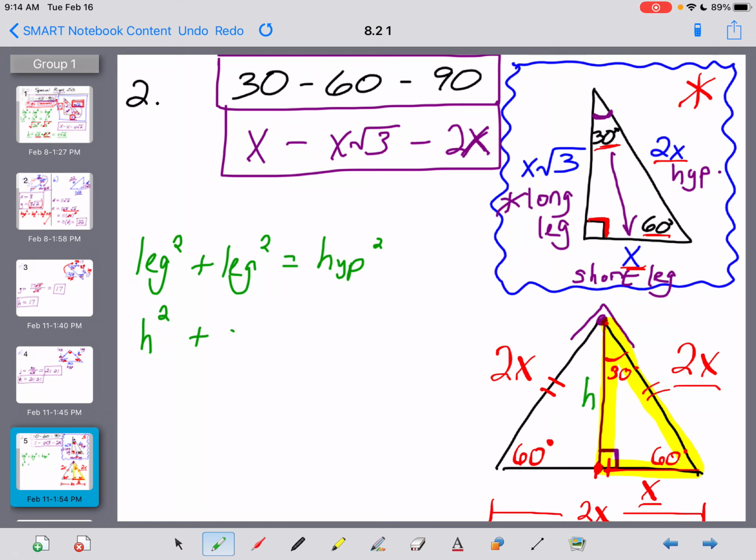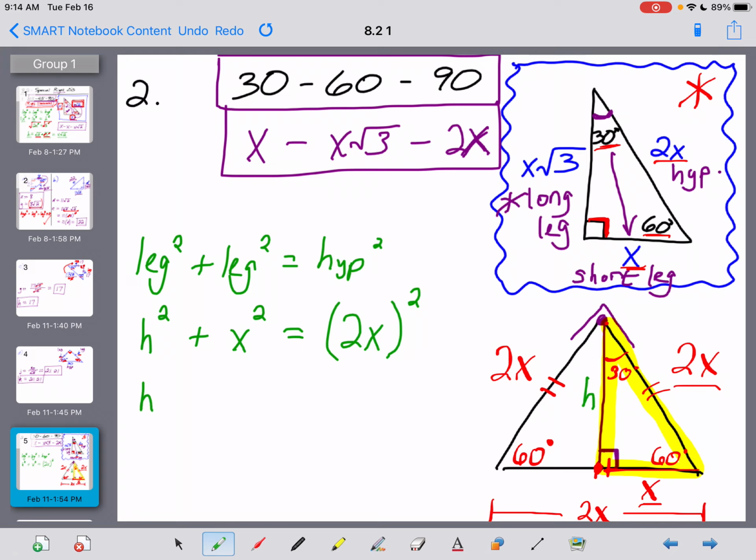How long is the other leg? X, and we'll square that. And how long is the hypotenuse? That is a 2x. And you got to be careful here with the same reason I talked about earlier. We've got to put parentheses around the 2x before we square it. And just like we did before, we're trying to solve this thing for h.